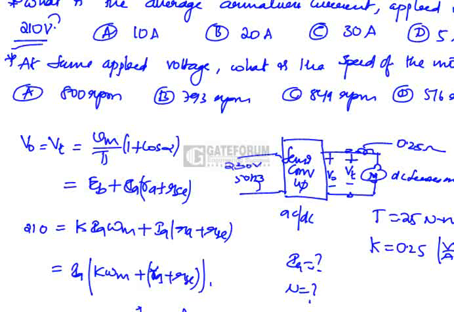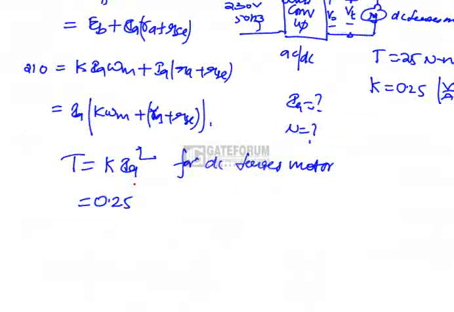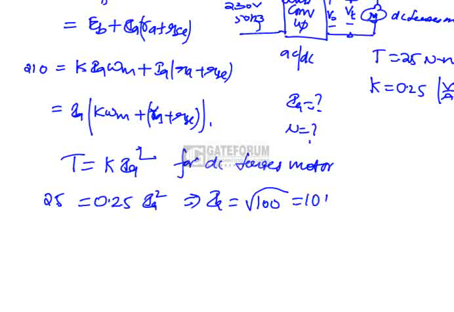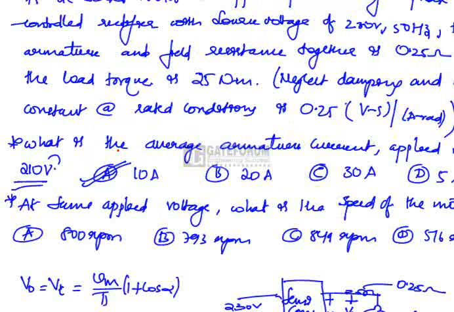Now what is the constant value he has given? The constant value is given as 0.25. Okay, rated torque is 25 Newton meter, which equals 0.25 into IA square. From this I can find average armature current as square root of 100, which is equal to 10 amperes, which is option A.